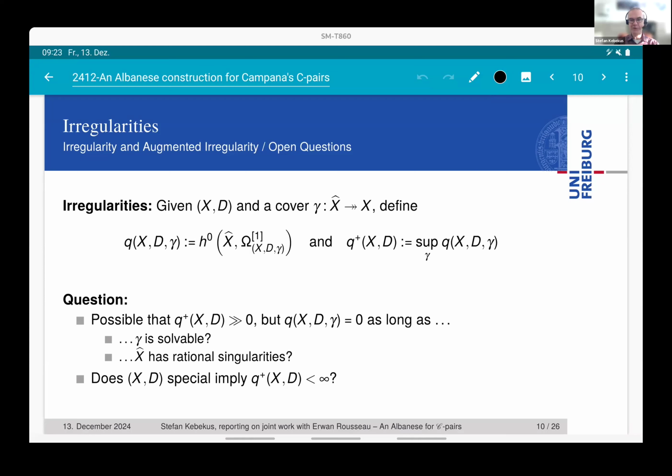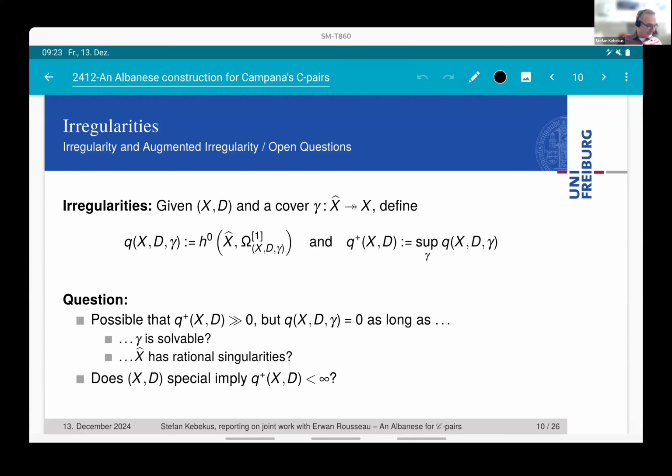A similar question for people who are already fluent in Campana theory. Campana has this word "special", which I haven't even mentioned so far. If you know what it means, then you might want to ask how this augmented irregularity is related to the word special. I would expect that special implies that the augmented irregularity is finite, but then again, I don't know how to prove that.